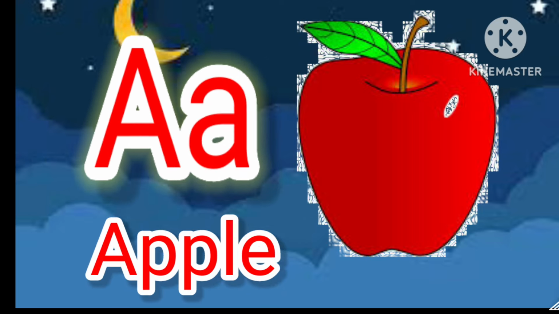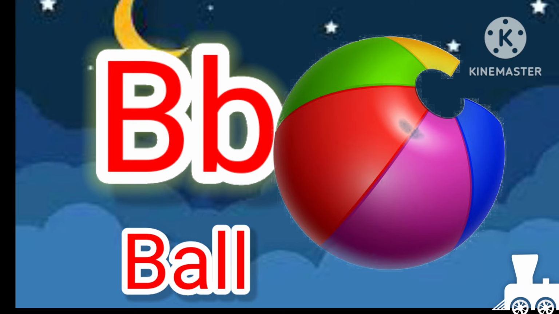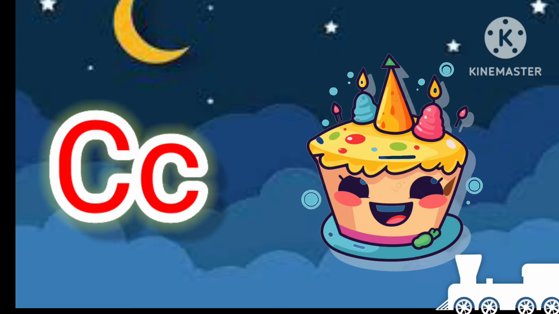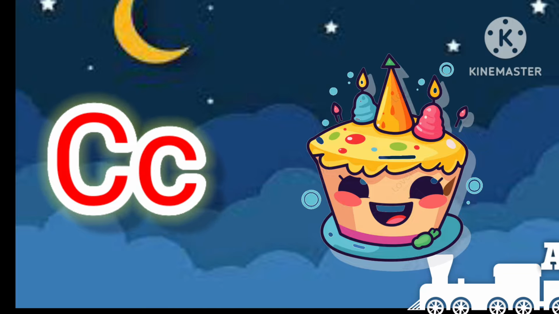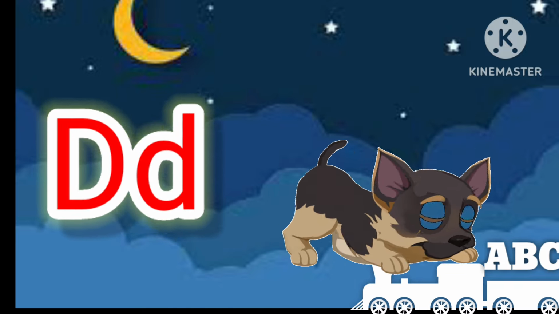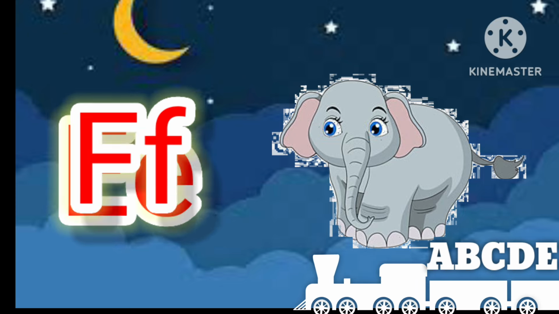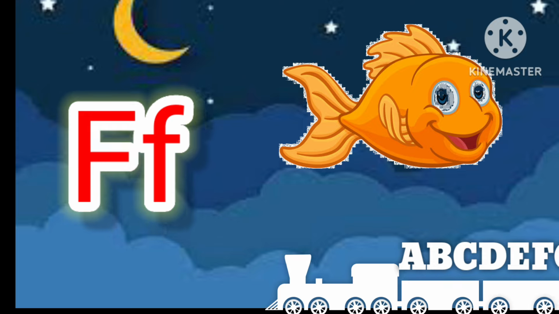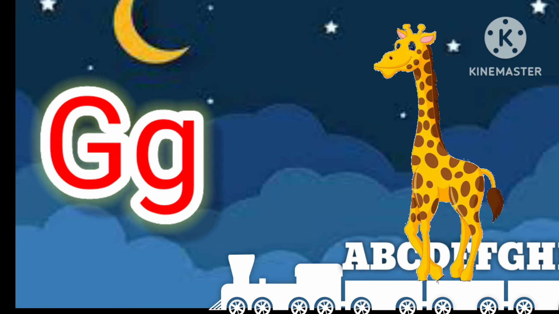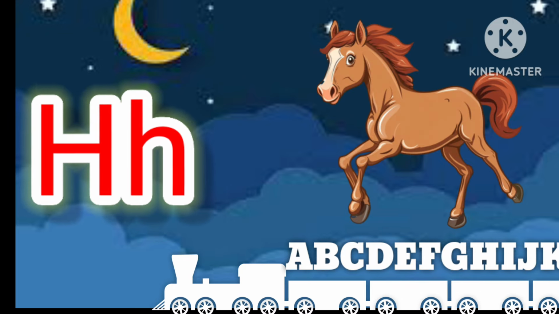A for apple. B for ball. C for cake. D for dog. E for elephant. F for fish. G for giraffe. H for horse.